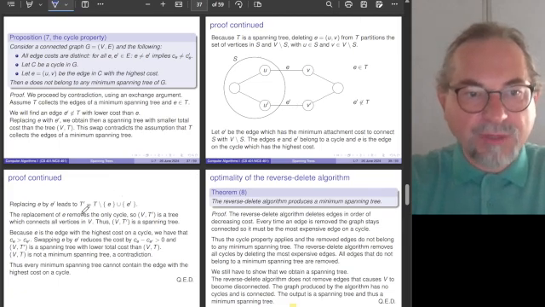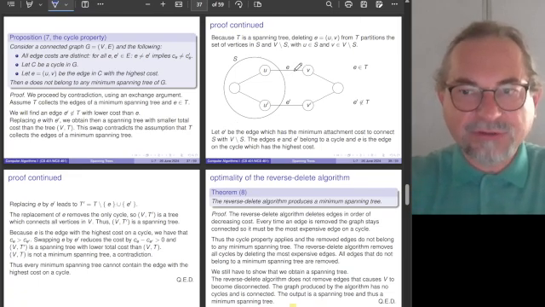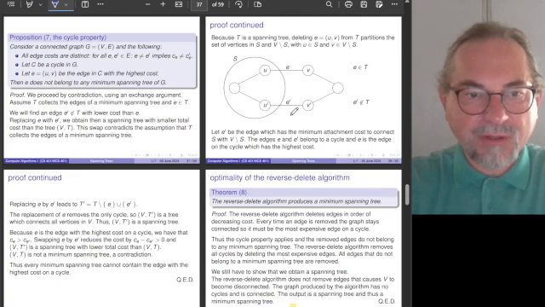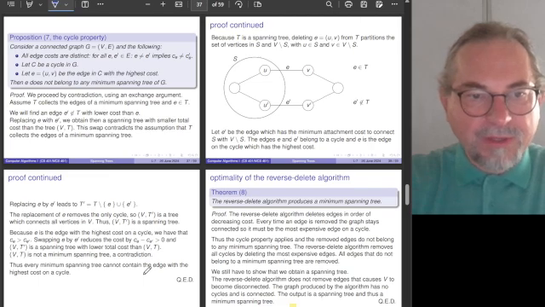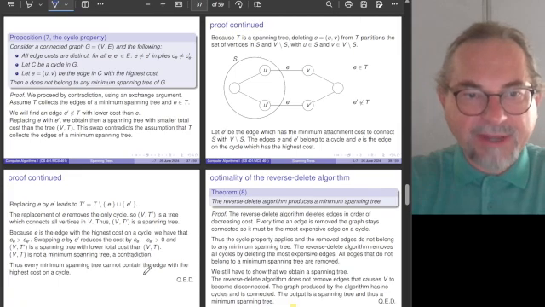So now we will consider T prime. T prime contains E prime but not E. So we're exchanging the highest cost edge for the lowest cost edge, the minimum attachment cost. We are removing only one cycle, so we will maintain a tree. So we have a spanning tree.